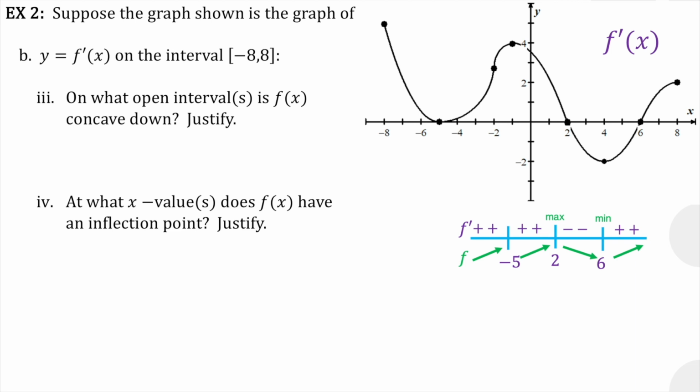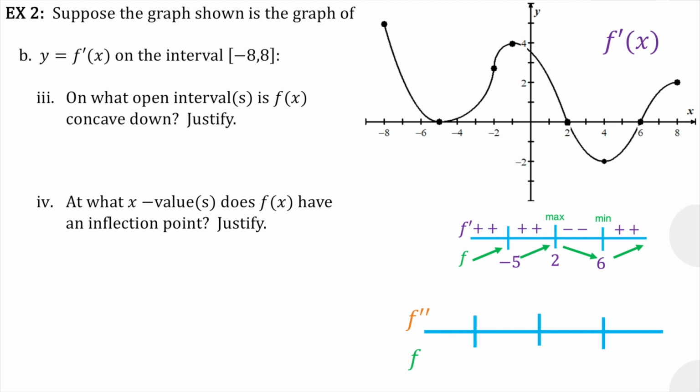Continuing on in the f prime graph, now we're talking about concavity. So if concavity is involved, so is the second derivative. But how do we get information on the second derivative from the first derivative graph? Well, recall, f double prime is the derivative of f prime. So f double prime is talking about the slope of f prime.